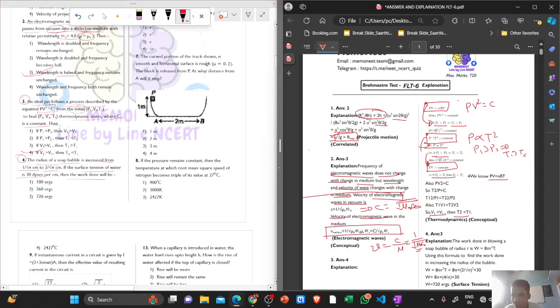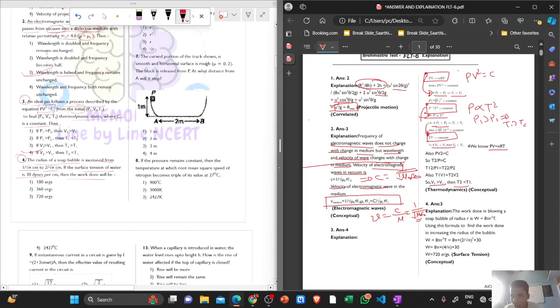Now, moving to the solution of the question, you know, the work done in blowing a soap bubble of radius r is given by 8 pi r square into surface tension. Here R is the radius of the bubble and T is the surface tension. Now, you just need to put the values of T and R.